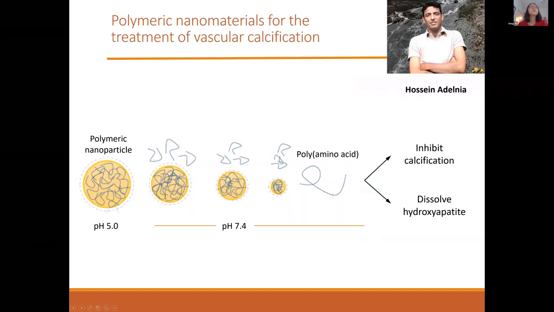And we also developed polymeric nanoparticles for the treatment of vascular calcification. The beauty of this particle is that it is very stable at low pH, but when we put it at neutral pH like pH 7.4, the physiological pH, it gradually dissolves into polyamino acid, and then it can inhibit calcification and dissolve hydroxyapatite. So this is how to treat the calcification in the vascular wall. I will not talk more about this today, but hopefully in the future.